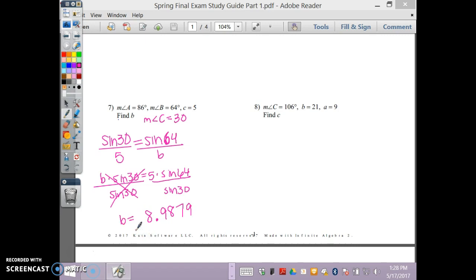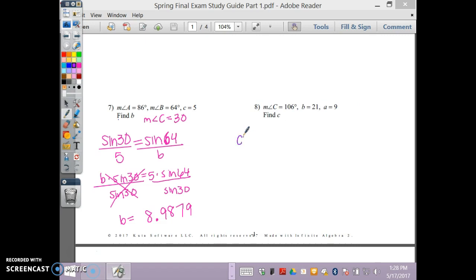Does it say how to round on this? Oh well. Alright, last one here. Measure of angle C is 106, B is 21, A is 9, find C. I'm going to have to do my law of cosines on this one because I don't have a match. I have C and C, but I don't have any other angles to work with.